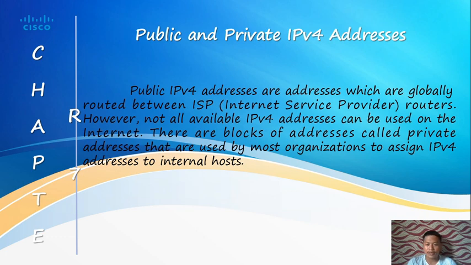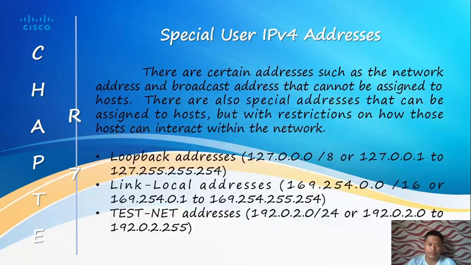There are blocks of addresses called private addresses that are used by most organizations to assign IPv4 addresses to internal hosts. Special use IPv4 addresses. There are certain addresses, such as the network address and broadcast address, that cannot be assigned to hosts. There are also specific special addresses that can be assigned to hosts, but with restrictions on how those hosts can interact within the network: the loopback addresses, link-local addresses, and the TEST-NET addresses. So this is the example.